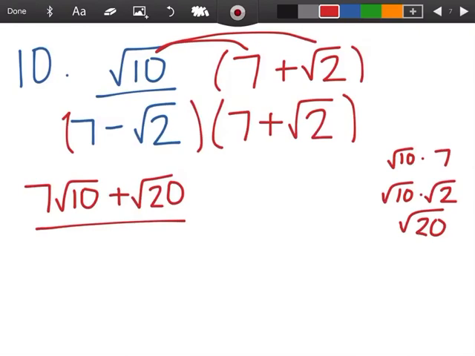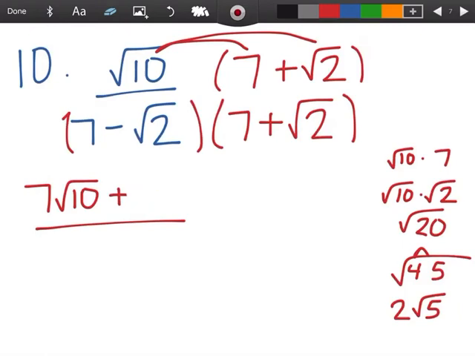Over, and I guess we can simplify it now. You are going to need to simplify the square root of 20, because 20 is the same thing as 4 times 5, so this would be 2 root 5. So let's go ahead and do that. Plus root 20 is simplified to be plus 2 root 5, which they would want you to do.